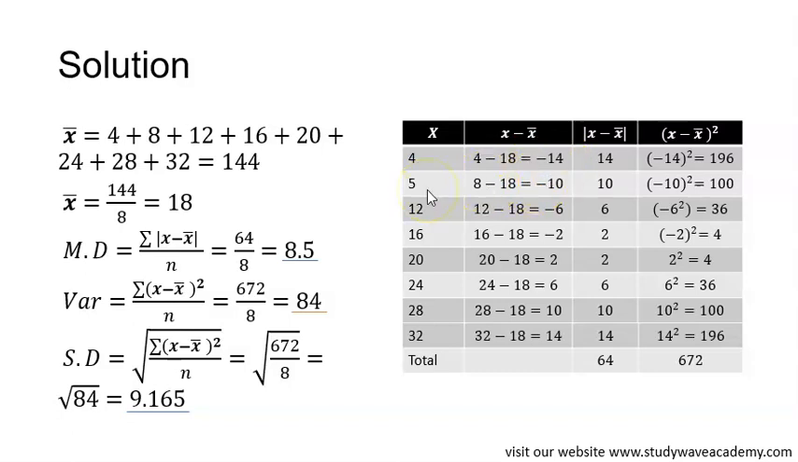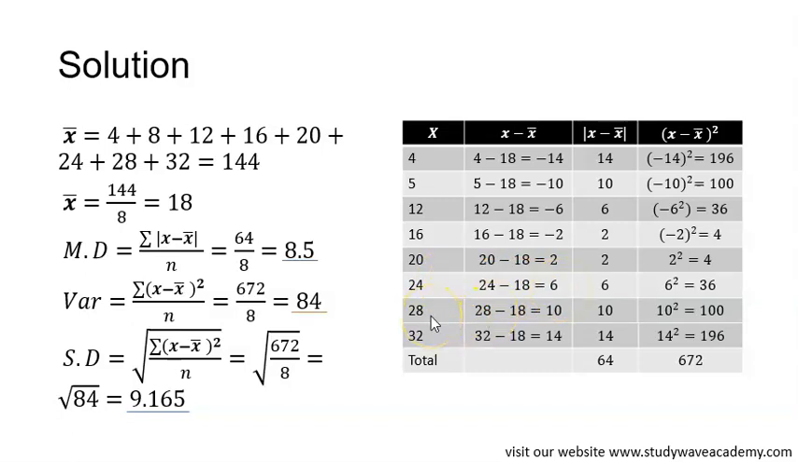Then the next one is 8. Sorry, here should be 8. So 8 minus 18 is going to give you minus 10. Are you following? Then the next data point, 12. 12 minus 18 is going to give you minus 6. 16 is next. 16 minus 18 is going to give you minus 2. 20 is next. 20 minus 18 is going to give you 2. The next data point, 24. 24 minus 18 is going to give you 6.